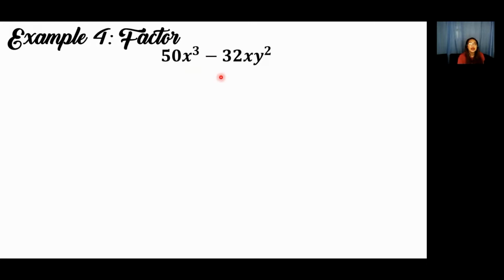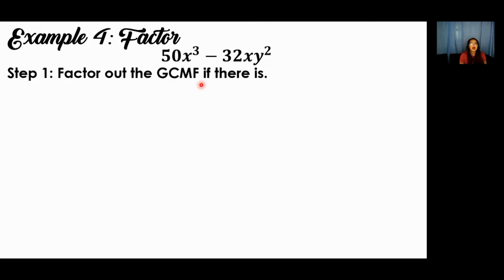But the thing is, hindi pa rin siya perfect square. So, tingnan pa rin natin. Let us apply step number 1. Factor out the greatest common monomial factor if there is. Meron ba tayong number and variable? Meron ba tayong constant and variable na pwedeng i-divide out dito sa ating binomial?